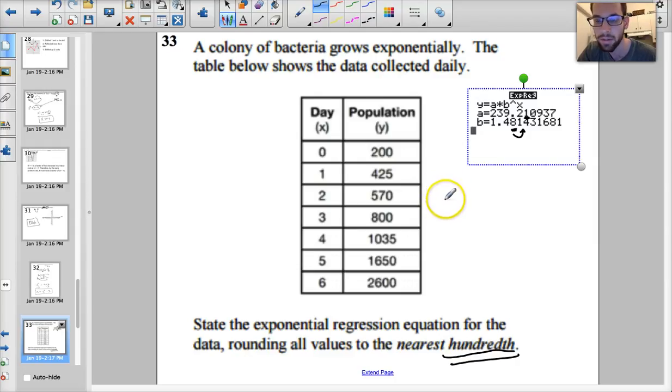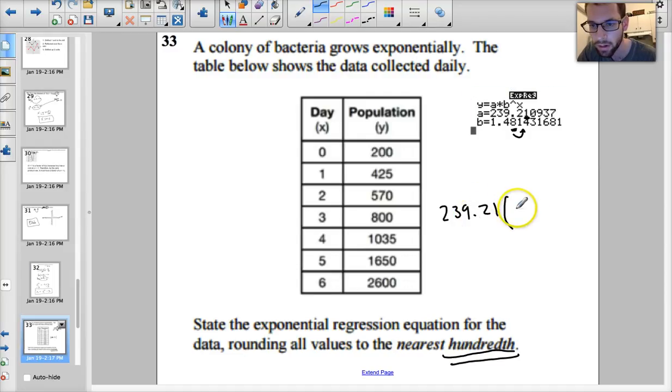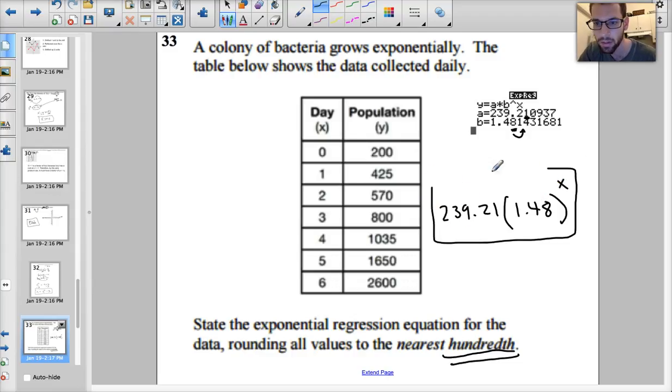So my A term is going to be 239.21. My B term is going to be 1.48. And this will be raised to the x power because this is an exponential equation. And there is my equation. I suppose I should probably say y equals all of this because it is an equation.